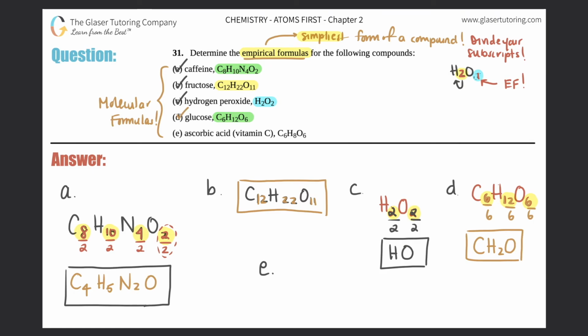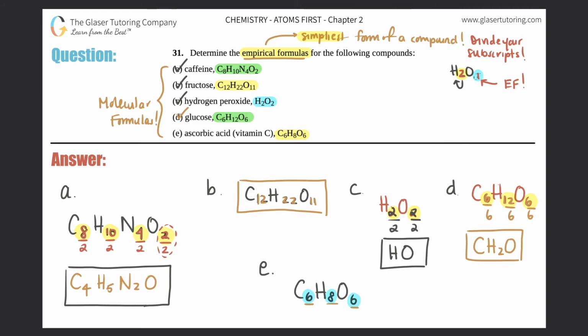And then last but not least, we have ascorbic acid, which is C6H8O6. So let me write that one down. C6H8O6. Look at those subscripts. I have a 6, an 8, and a 6. Is there any number between them that you can divide by that is the same number? What do these 3 numbers have in common?